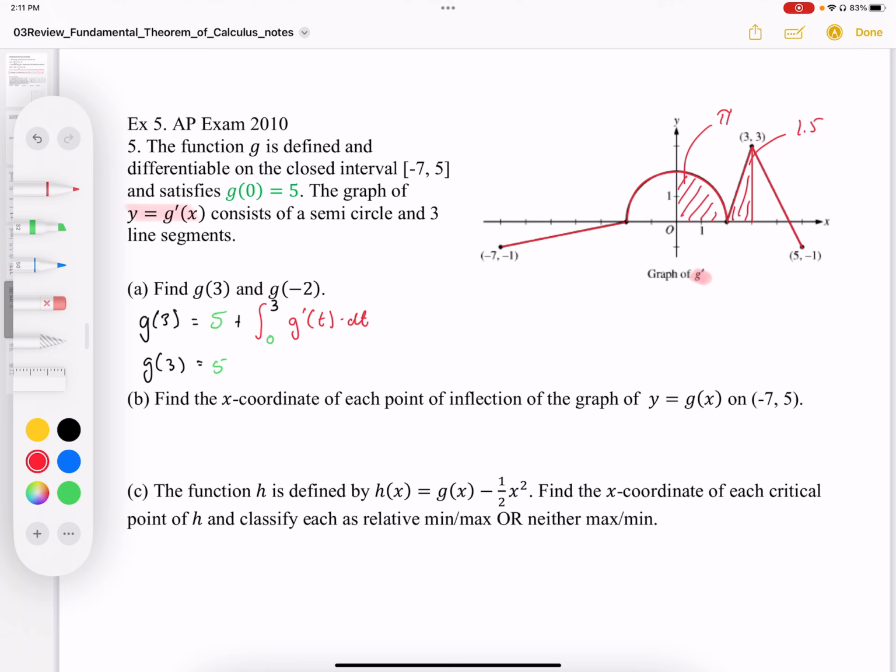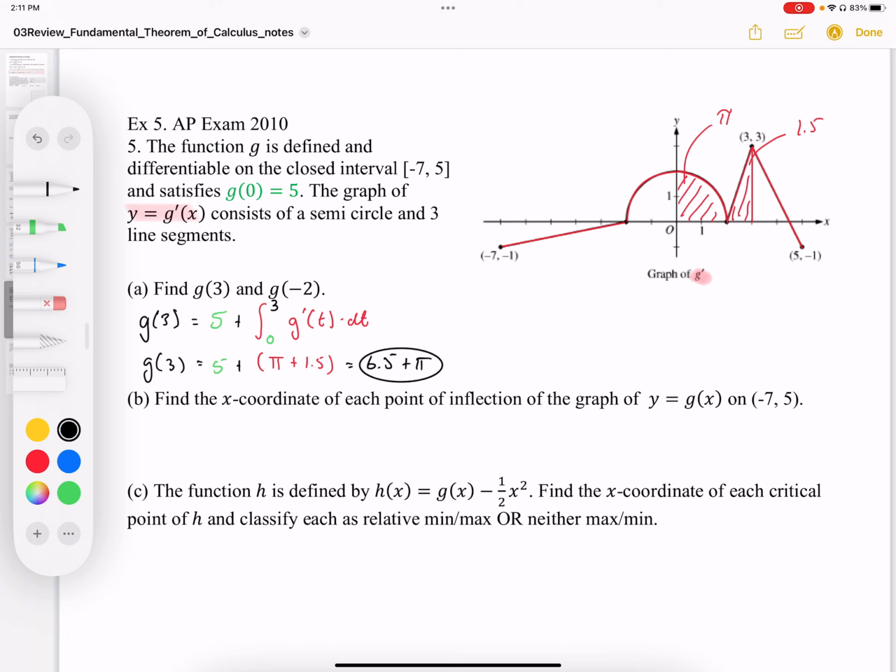So this is going to be plus the displacement, which is pi plus 1.5. So g of 3 works out to be 6.5 plus pi. Okay, so that's our g of 3 value.